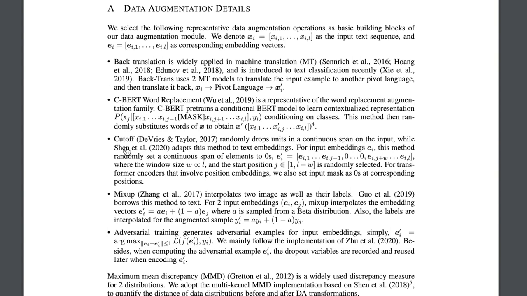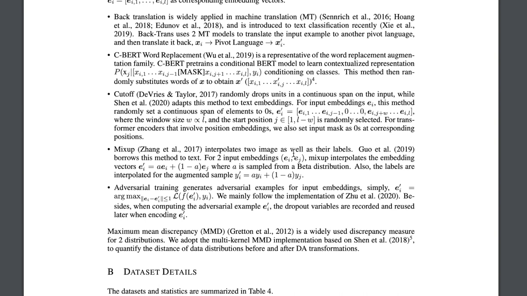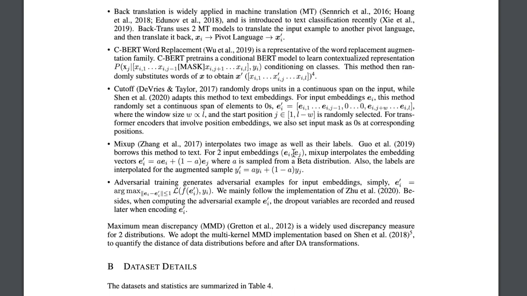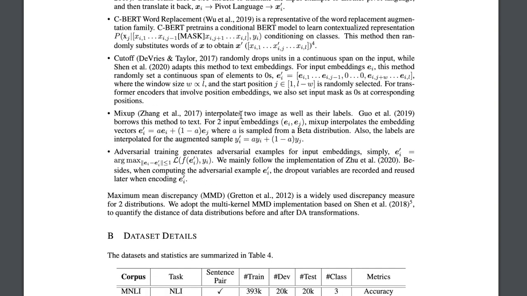Then cutoff is similar to the idea of cutout in image data, where we're just randomly taking away these different tokens and applying a random zero mask to them in some window. Mixup is the idea of taking two different text sequences and smashing them together, averaging either in the embedding space, or you could do it in the input space, although that would be really noisy. It's probably more common to do it in the embedding space. You do that by taking the two embedding vectors, weighting them by this alpha parameter to average them together and form a new embedding vector.